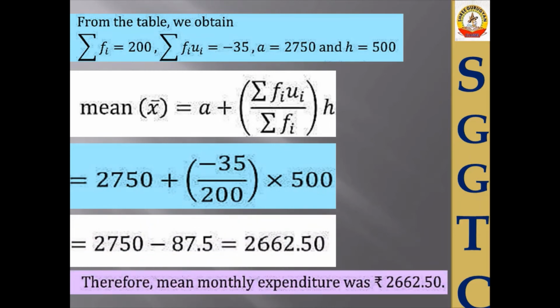Surely you get 2662.50. Yes students, our question is done. Now I go to the next one. So finally you mention, therefore the mean monthly expenditure was 2662.50 rupees.